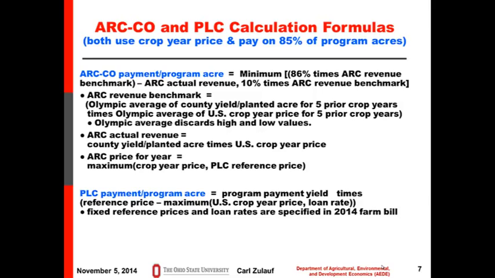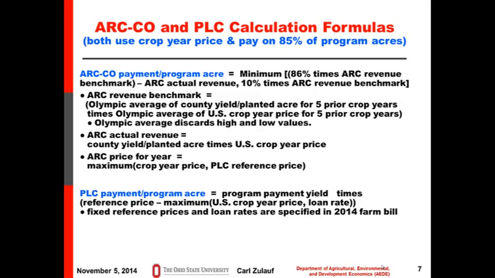Okay? First thing to keep in mind is that ARC-CO and PLC pay on 85% of program acres, and they use crop year price. One of the real challenges that many producers will face is understanding crop year price. Crop year price is the average price received by all U.S. farmers for all 12 months of the crop year. The crop year is not a calendar year. The crop year for corn and soybeans, for example, starts on September 1 and ends on August 31.